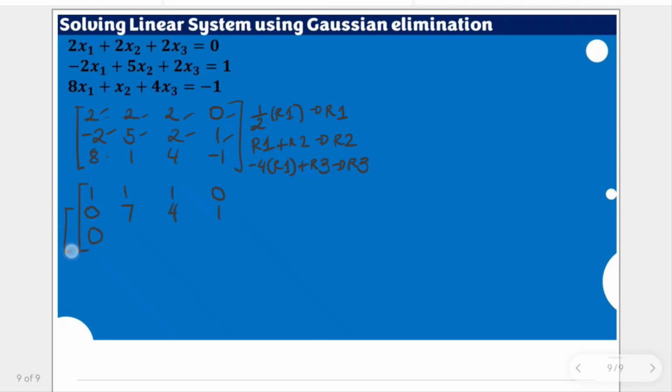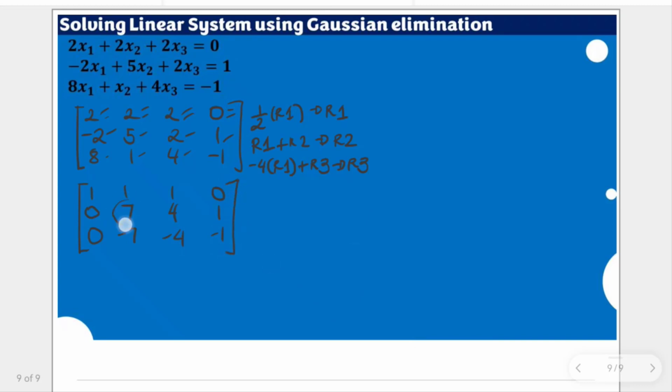So we have achieved one of the requirements for the row echelon form after using the Gaussian elimination. Next, negative 4 times 2 is negative 8 plus 1 is negative 7. Negative 4 times 2 is negative 8 plus 4 is negative 4. Negative 4 times 0 is 0. I still have negative 1 here.